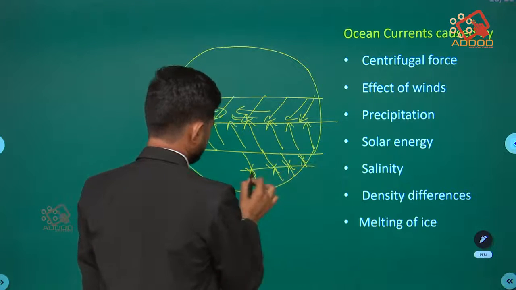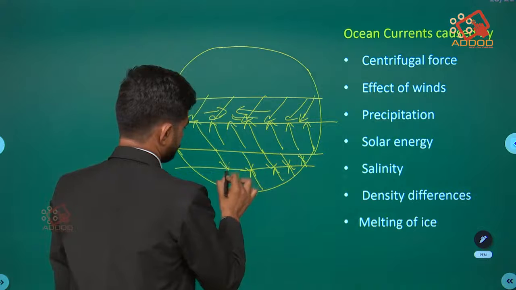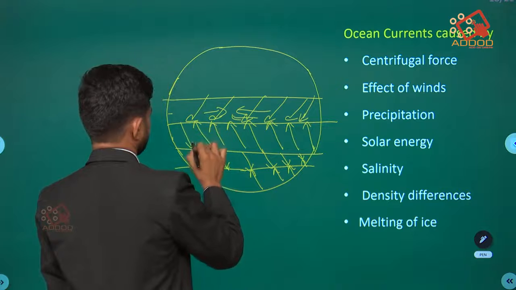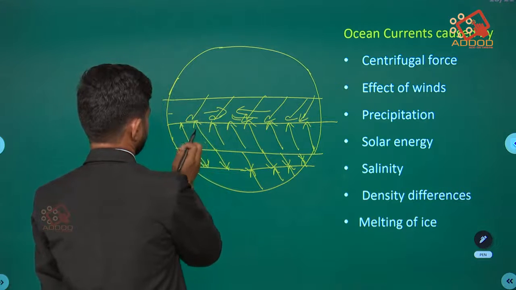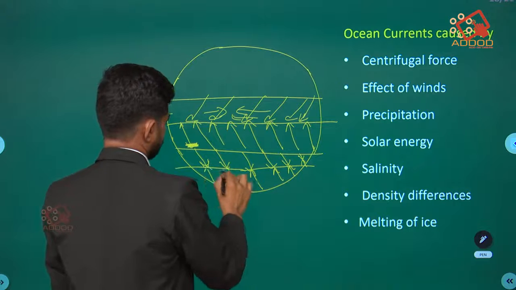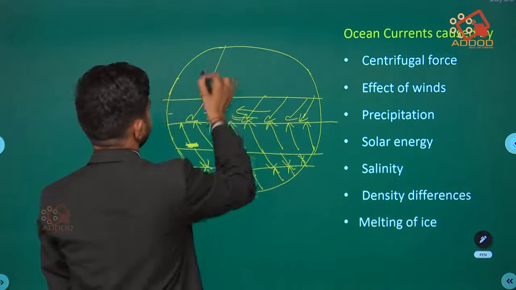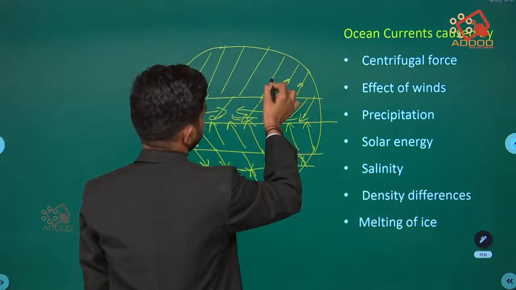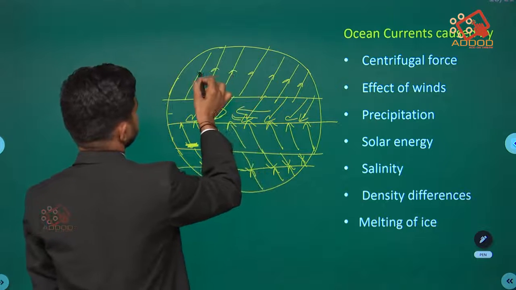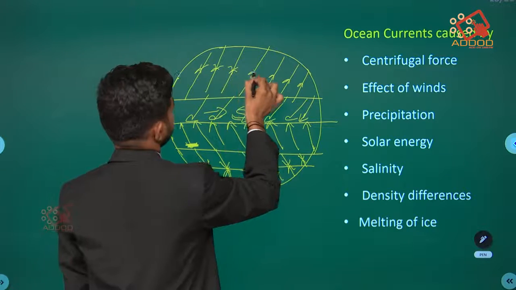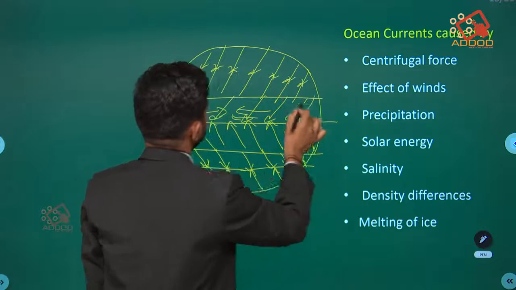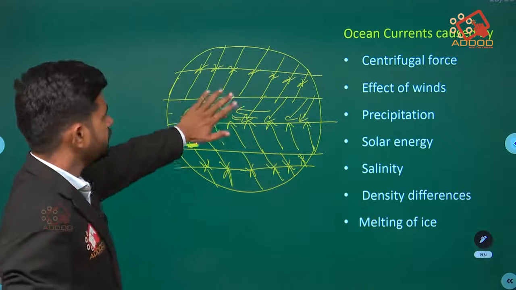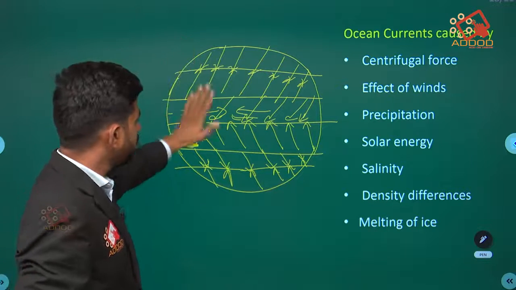This is Arctic Circle. Arctic Circle and Antarctic Circle. In this way, it will be maintaining general movement of wind.